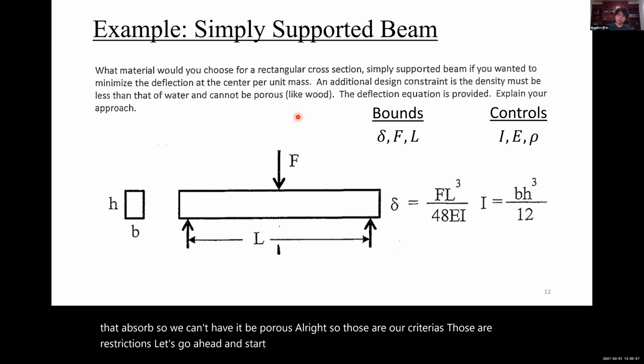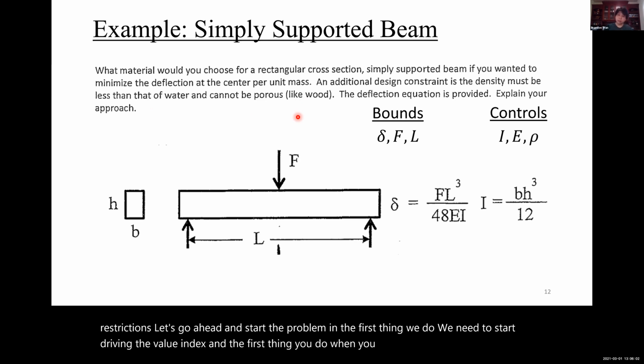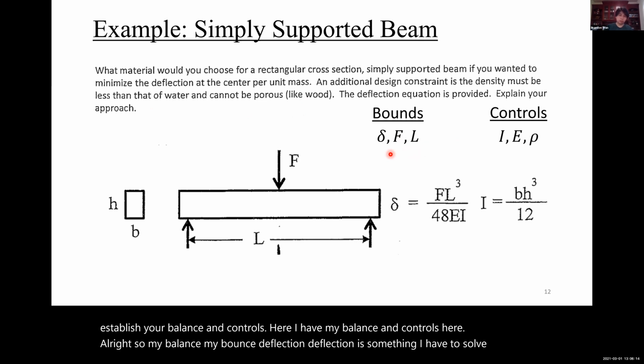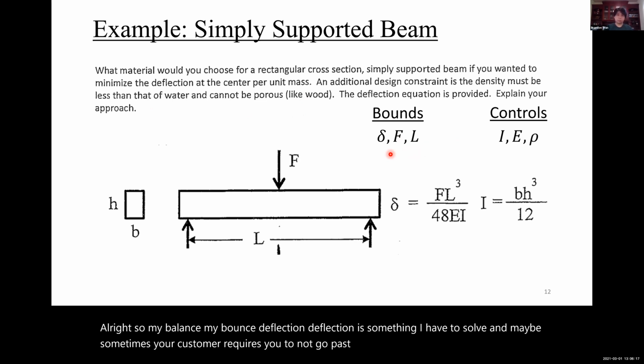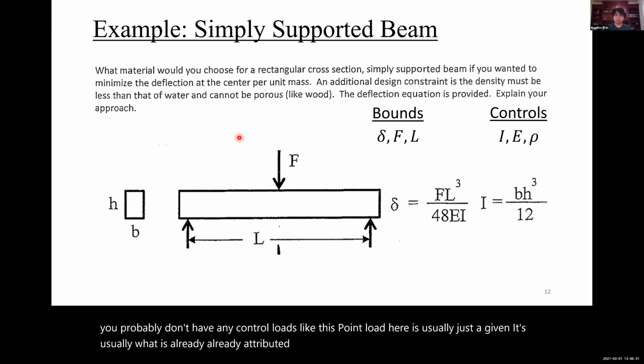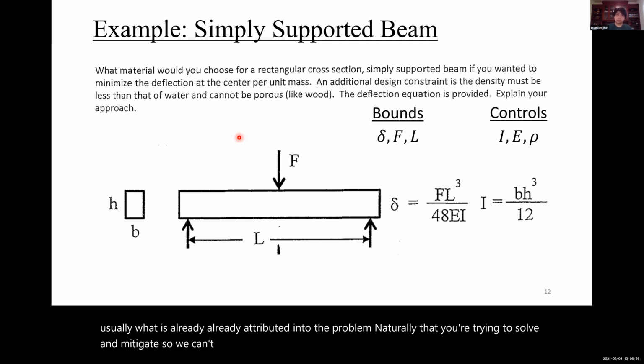The first thing we need to do is derive the value index, and the first thing you do when you derive the value index is establish your balance and controls. Here I have my balance and controls. The deflection is something I have to solve, and sometimes your customer requires you to not go past a certain deflection magnitude, so you probably don't have any control of that. Loads, like this point load, are usually just a given. It's what is already attributed to the problem that you're trying to solve and mitigate. So we can't do anything about loads. This is what we have to deal with.